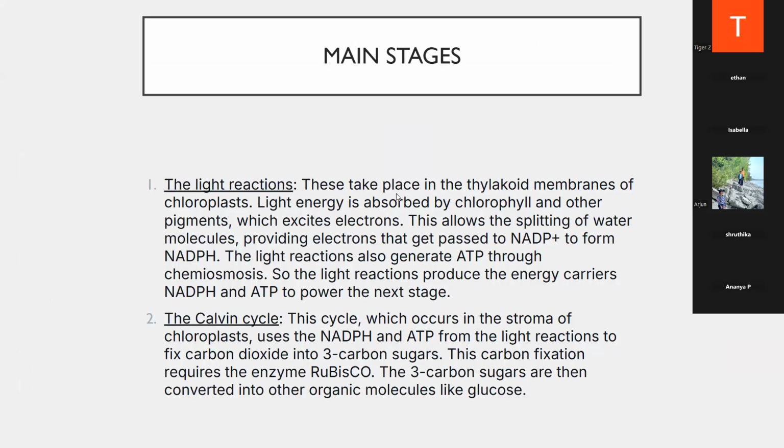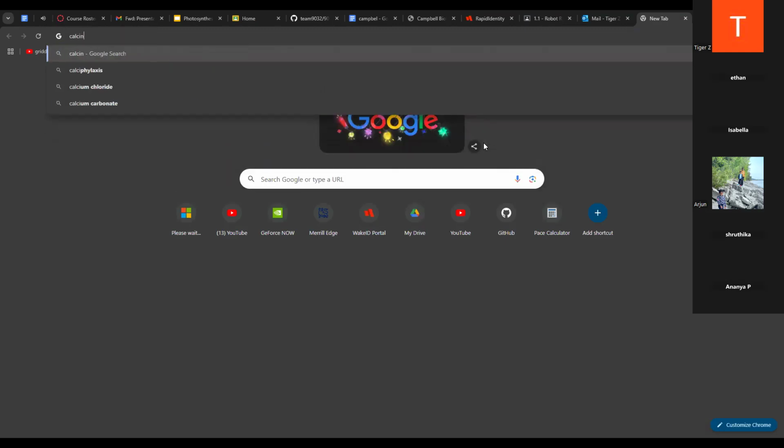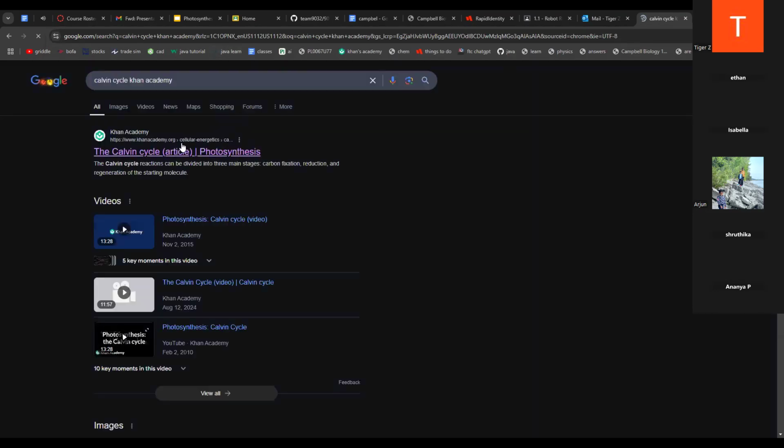All right, cool. Now we're going to look at the Calvin cycle. I love calling it Calvin. Okay. So you guys just learned about the light reactions, and here are the dark reactions, also called the Calvin cycle.